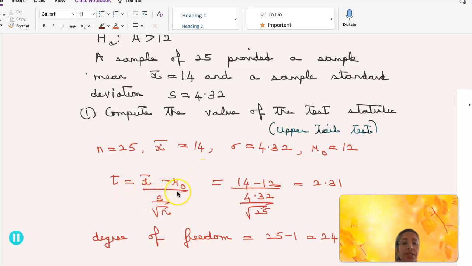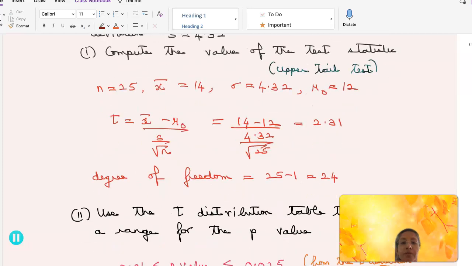So the value of the test statistic remains the same, that is x bar minus mu naught by s by root n, and substituting these values of x bar, mu naught, s and root n, we get t as 2.31, and degrees of freedom, there's a simple formula n minus 1 which is 24. Now use the t distribution to compute a range for the p-value. So we are looking at 24 degrees of freedom and t is 2.31.